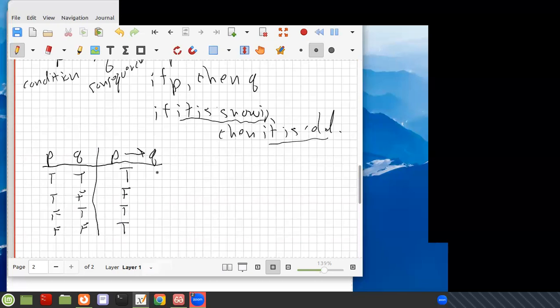Now, these first 2 sort of make sense. The way I want you to think of this semantically is that the truth of P guarantees the truth of Q. So if P is true, then it's got to be that Q is true. So this sort of makes sense. And this one also makes sense, in the sense that if P is true and Q is false, then P wasn't a good guarantee. So this isn't a good guarantee, so it's false.